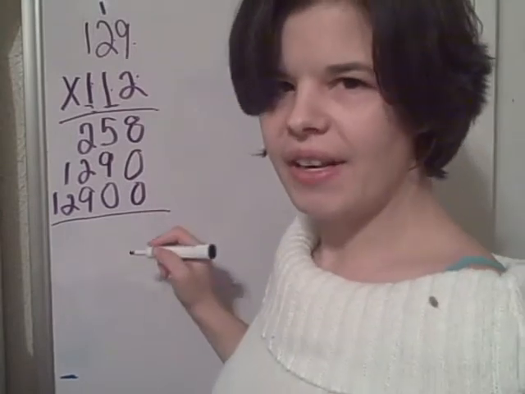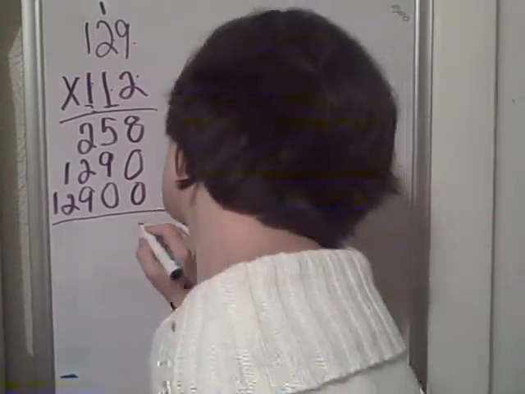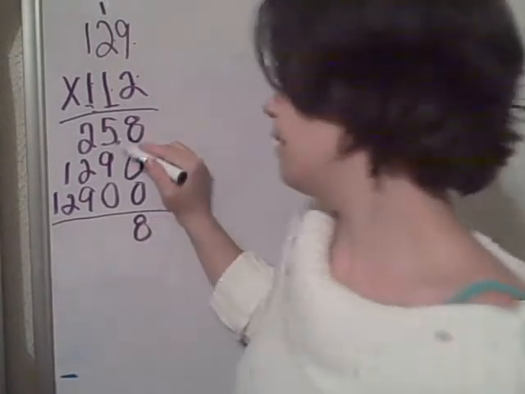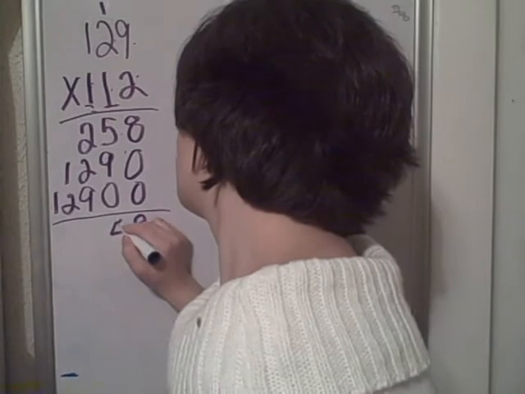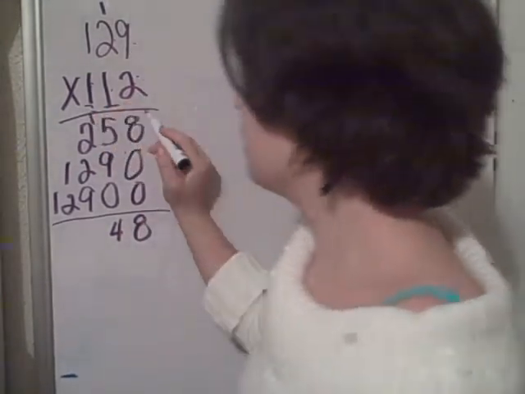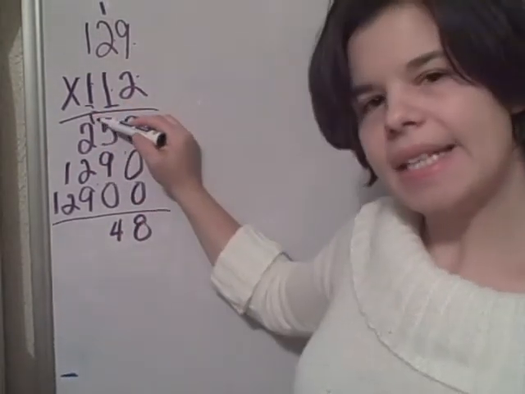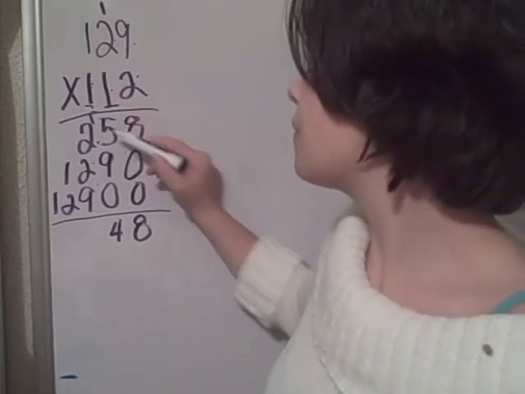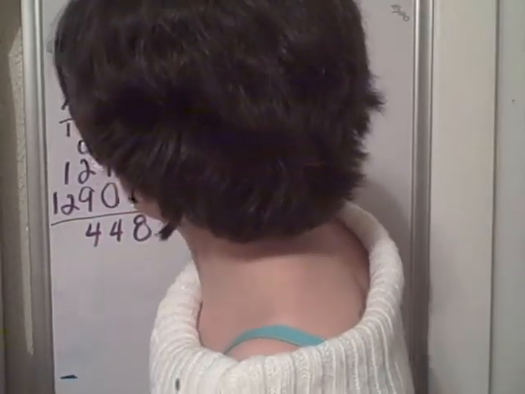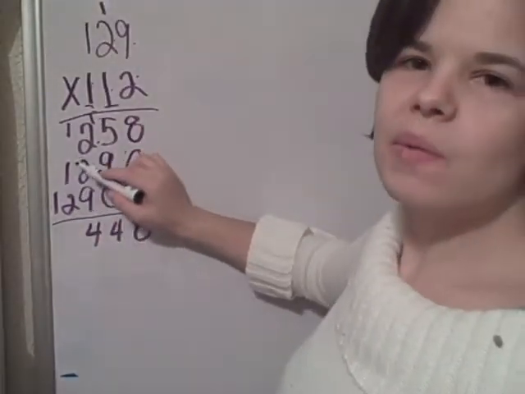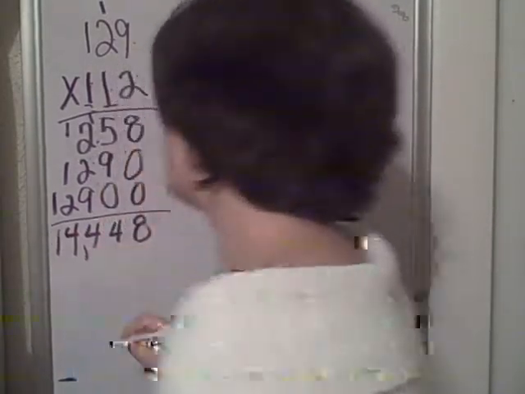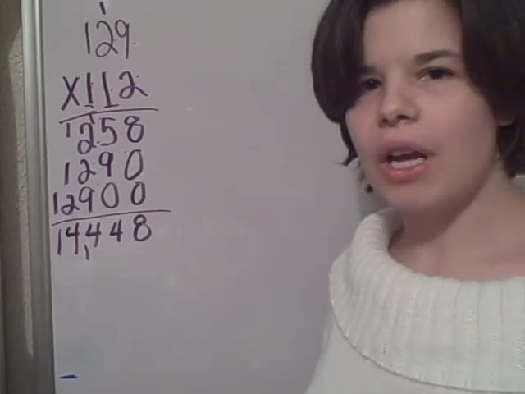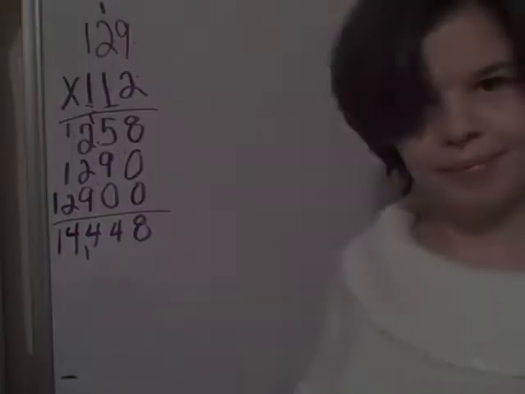And then we just add straight down the columns. 8 plus 0 is 8. 5 plus 9 is going to give us 14. So we put the 4. We carry the 1. We have 9 plus 1 is 10, plus 2 is 12, plus 2 is 14. So we write the 4, we carry the 1. We have 2 plus 1, which is going to give us 4. And then we just have 1. So our answer is 14,448.